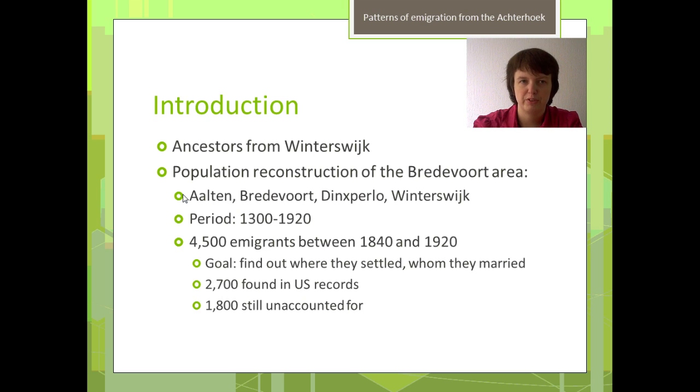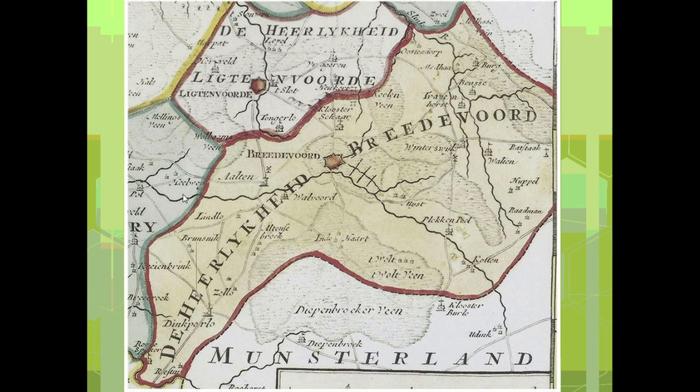First I started with just researching my own ancestors, but soon I discovered that you can't research families in isolation. To understand the family history, you have to know what happened to the village and the people around them. So instead of focusing on my own ancestors, it soon started to become a population reconstruction from the entire area. That's the area of the former manor of Bredevoort, which includes the villages of Aalten, Bredevoort, Dinxperlo and Winterswijk.